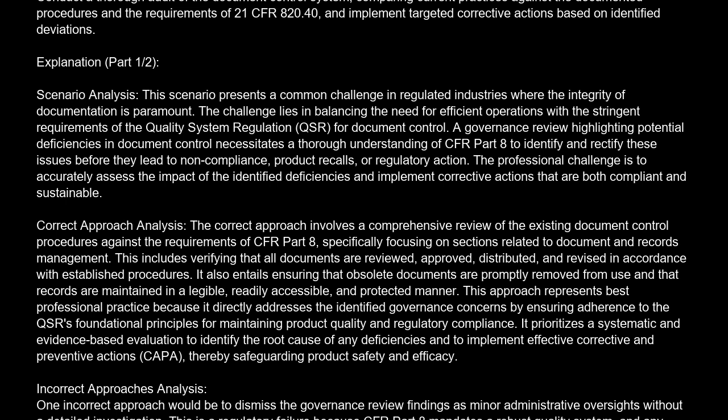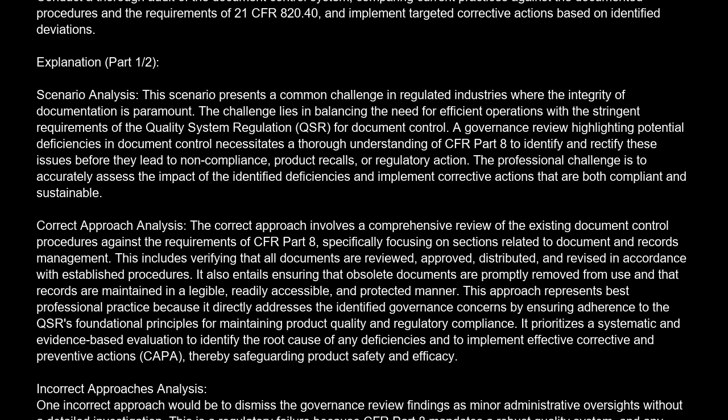The professional challenge is to accurately assess the impact of the identified deficiencies and implement corrective actions that are both compliant and sustainable. Correct approach analysis. The correct approach involves a comprehensive review of the existing document control procedures against the requirements of CFR Part 8, specifically focusing on sections related to document and records management. This includes verifying that all documents are reviewed, approved, distributed, and revised in accordance with established procedures. It also entails ensuring that obsolete documents are promptly removed from use and that records are maintained in a legible, readily accessible, and protected manner.